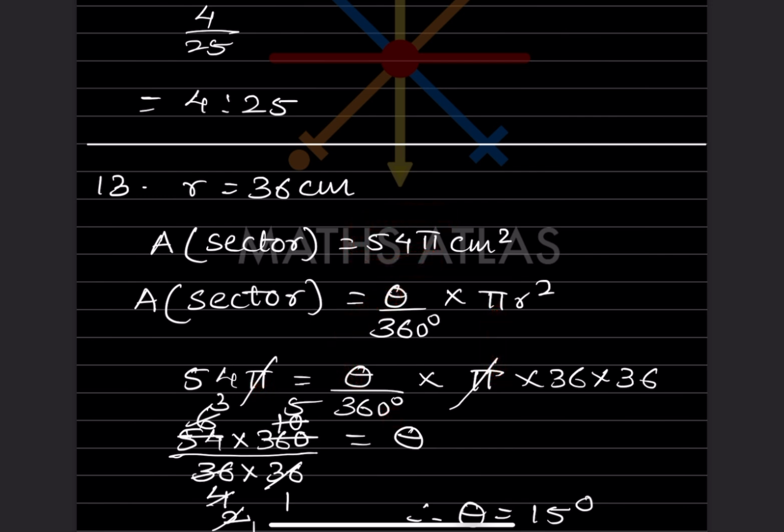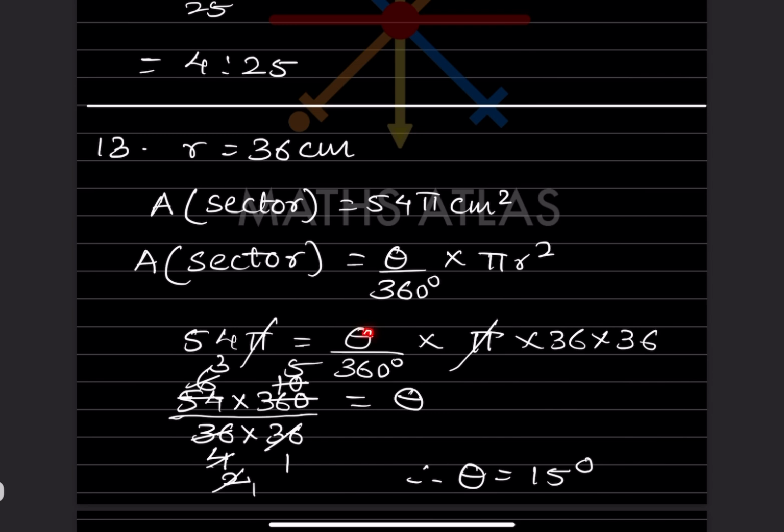We'll keep the pi as it is, I'll tell you later why. The radius is given as 36, so that square means 2 times you're going to write. This pi and this pi get cancelled because it is on the other side. Otherwise you can bring it to this side, so that it gets divided and cancelled later on. Now we want theta. So what will we do here? This and this get cancelled.